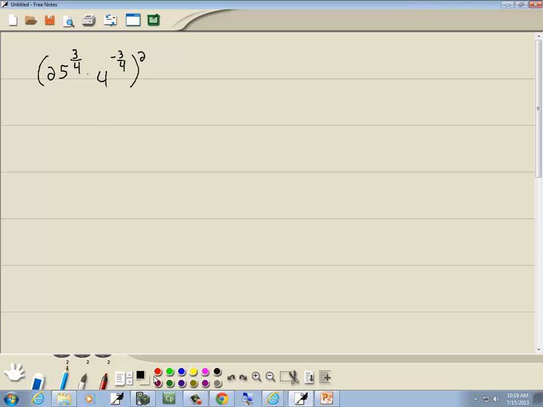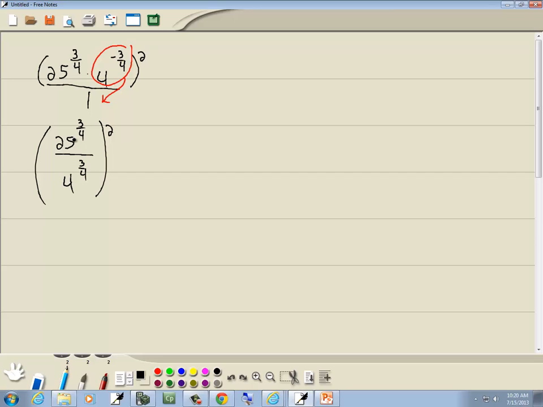Well, inside the parentheses I notice I have a negative exponent. So I'm going to create a fraction. I'll throw all of this over 1. Now the part with the negative exponent, I'm going to take it opposite of where it's at in a fraction. So the 4 to the negative 3 fourths I'll take down below. And that gives us 25 to the 3 fourths over 4 to the 3 fourths, to the second power.